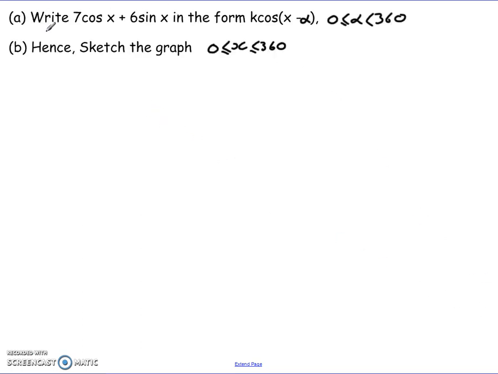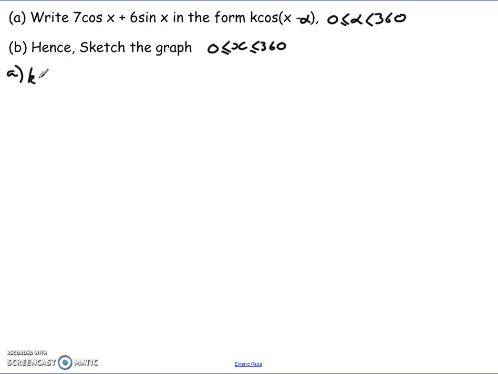So let's imagine I want to first write 7 cos x plus 6 sin x in the form k cos(x minus alpha), where alpha is between 0 and 360 degrees. I'm then going to say, hence, sketch the graph when x is between 0 and 360 degrees. So it's a two-step process in this case. First one is I have to write the equation out, so 7 cos x plus 6 sin x in this form.